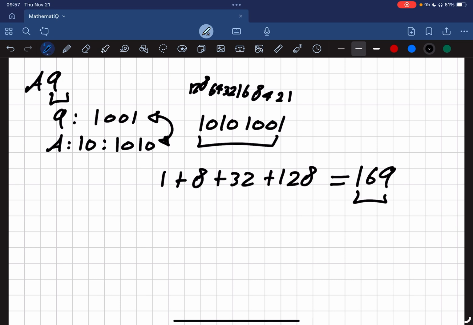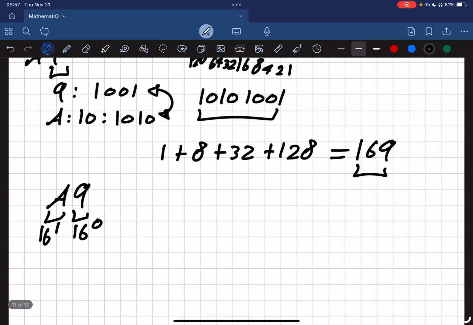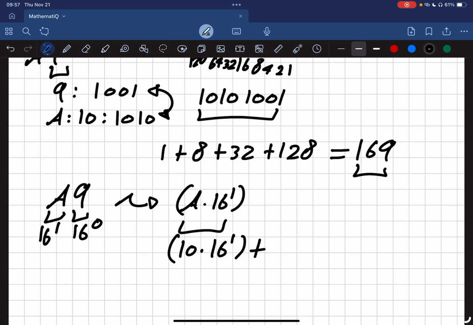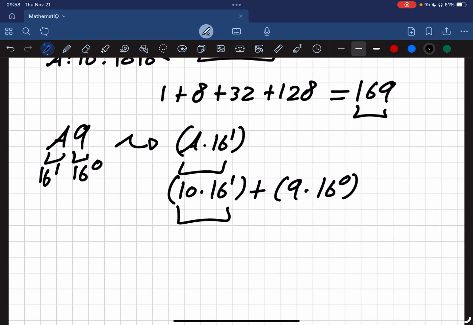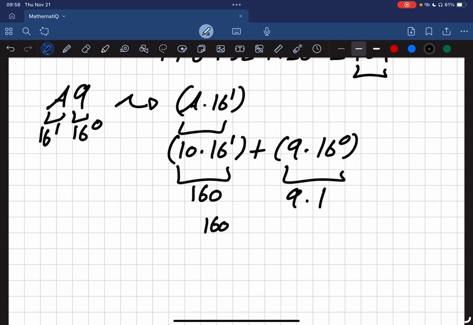Okay? And a way to check that is if we just look at A9, this is 16 to the 0, and this is 16 to the 1, correct? So similarly to how we converted binary to decimal, decimal to binary, all you would do would be A times 16 to the 1, which is the same as 10 times 16 to the 1, okay? Plus 9 times 16 to the 0, okay? And this is 10 times 16, which is 160. And this is 9 times 1, which is just 9. And 160 plus 9 is equal to 169.